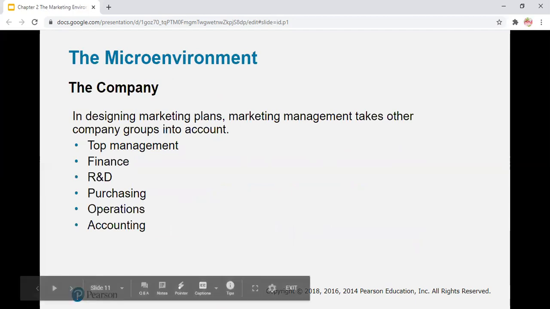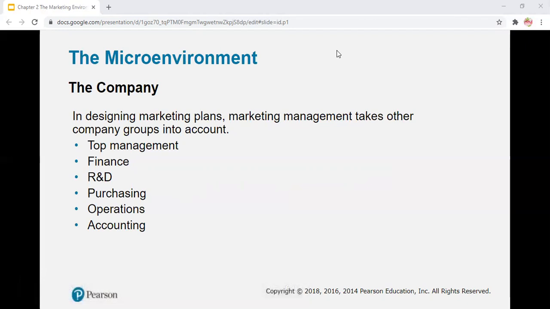Let's begin with the company. When we design marketing plans, marketing management takes other company groups into account. For example, top management, finance, R&D, purchasing, operations, and accounting. All of these interrelated company groups form the internal environment, the microenvironment inside the company.